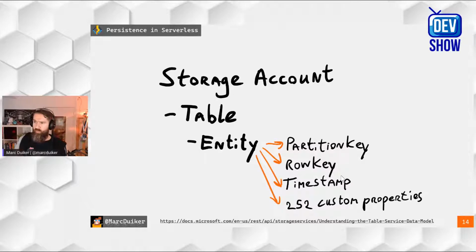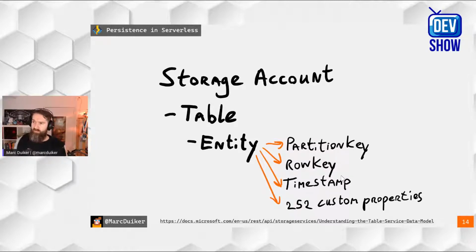There are a few properties which are important for an entity. An entity has a partition key and a row key. It always has a timestamp. And then there are optional additional properties that you can add, a maximum of 252 custom properties. The most important thing here is that the timestamp is always automatically generated, so when you insert it, it will have the timestamp. The partition and row key you have to define yourself.